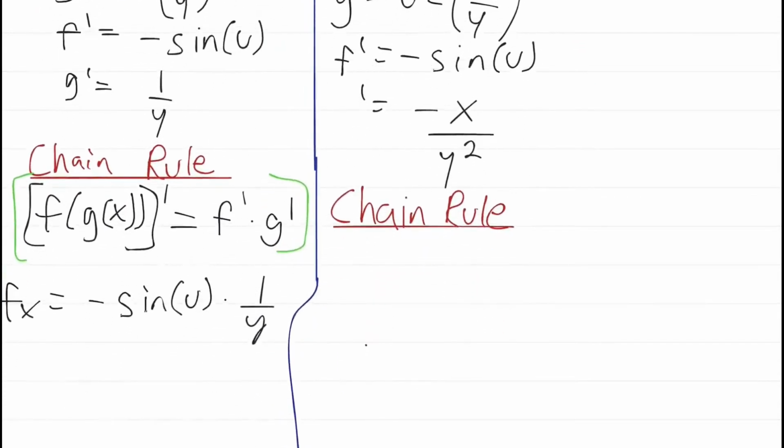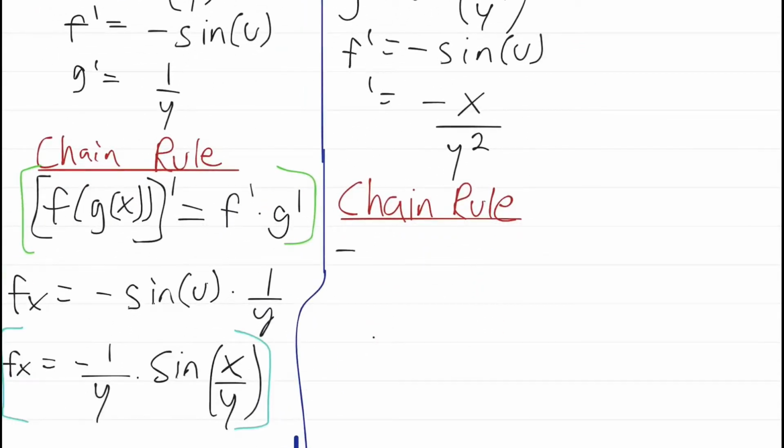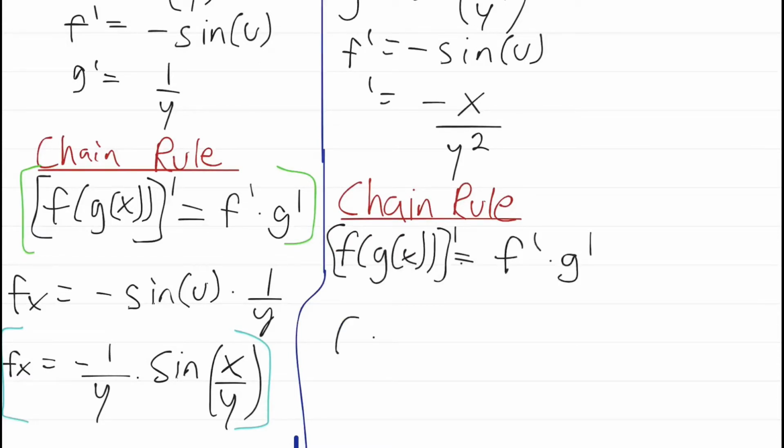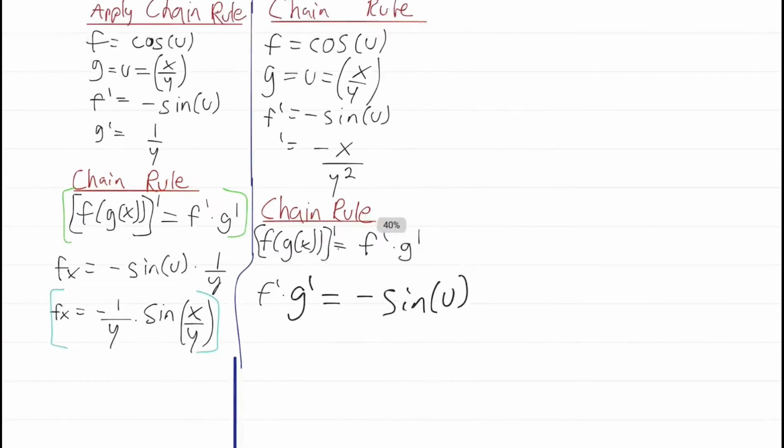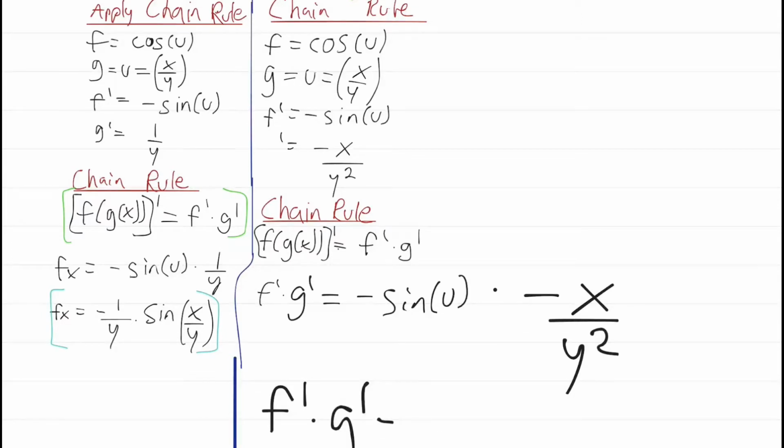Now we're going to apply the chain rule. The chain rule is f prime times g prime: the derivative of the outside function times the derivative of the inside function. So f prime times g prime is negative sine u times our g prime, which was negative x divided by y squared. We simplify this a step further: f prime times g prime is equal to our partial y.